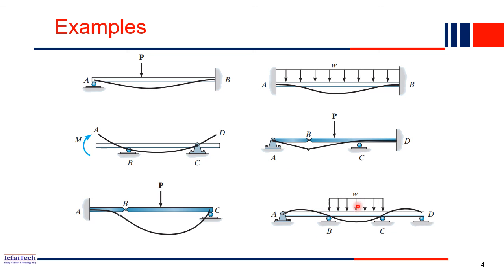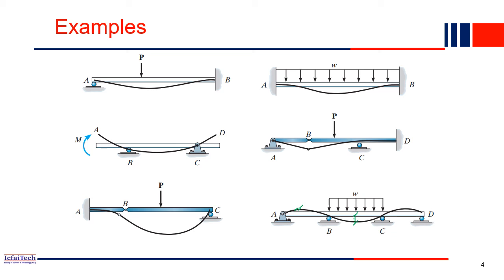Similarly, if you have a UDL at the middle, the deflected shape will go something like that. So now, by inspection only, we can draw the deflected shape of any beam, right? But what is our main objective? Our main objective is obviously to draw the deflected shape plus find how much deflection happened. That also you have to find out, right?